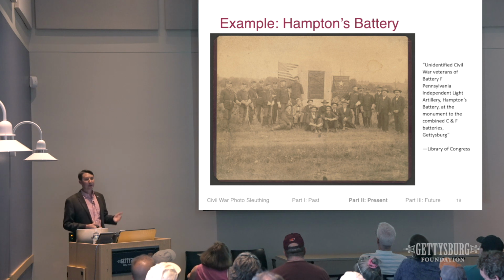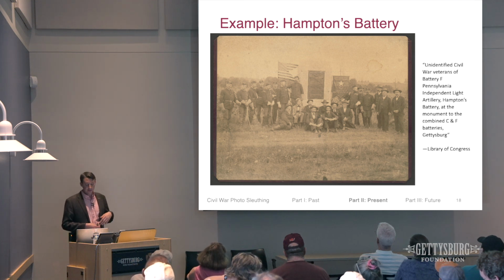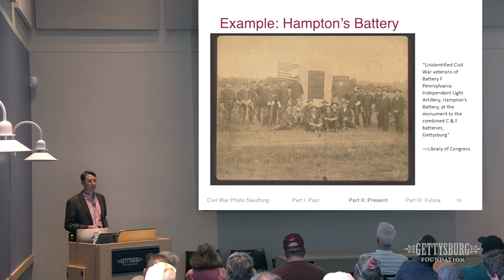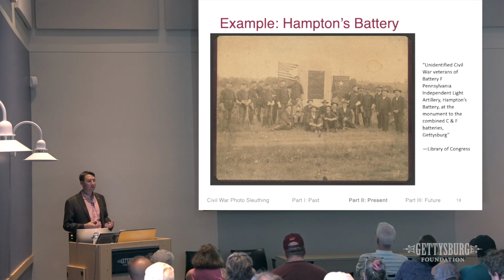So Hampton's Battery, pretty interesting unit. If you don't know about them, it's a consolidation of two companies, both from Pittsburgh. That's Hampton's Battery. Battery F was formerly led by Robert Hampton. He was killed just before Gettysburg at Chancellorsville, so they ended up combining the two units under the command of Battery C, which was James Thompson. So it's Hampton's Battery, but James Thompson's in charge of both of these.